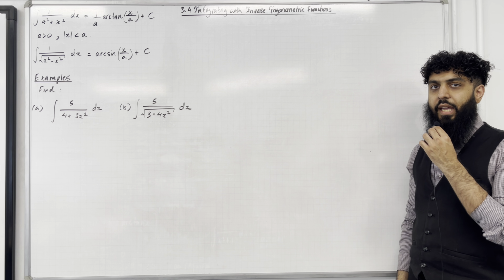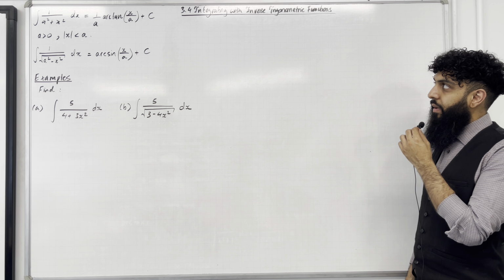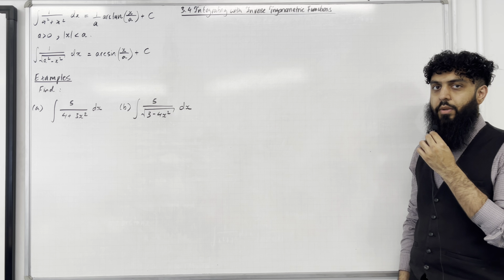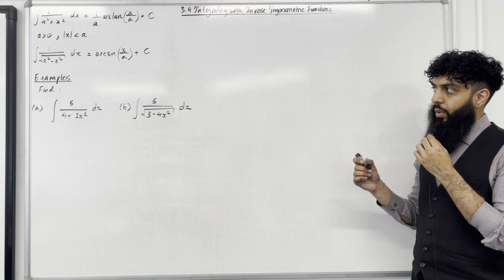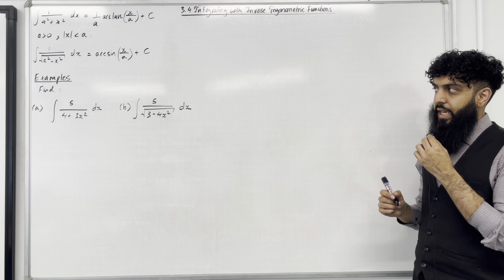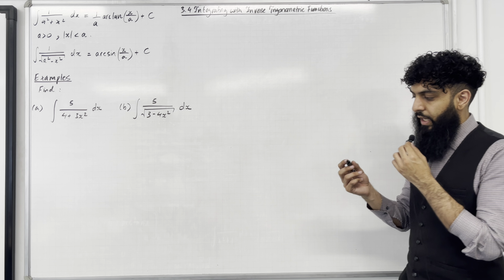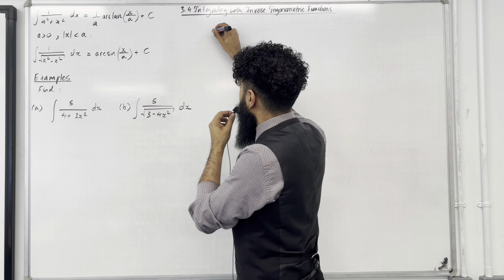Here are more complicated examples from section 3.4, integrating with inverse trigonometric functions. So what does it say? Find part A, the integral of 5 over 4 plus 3x squared dx. Let's have a look at the solution to part A.